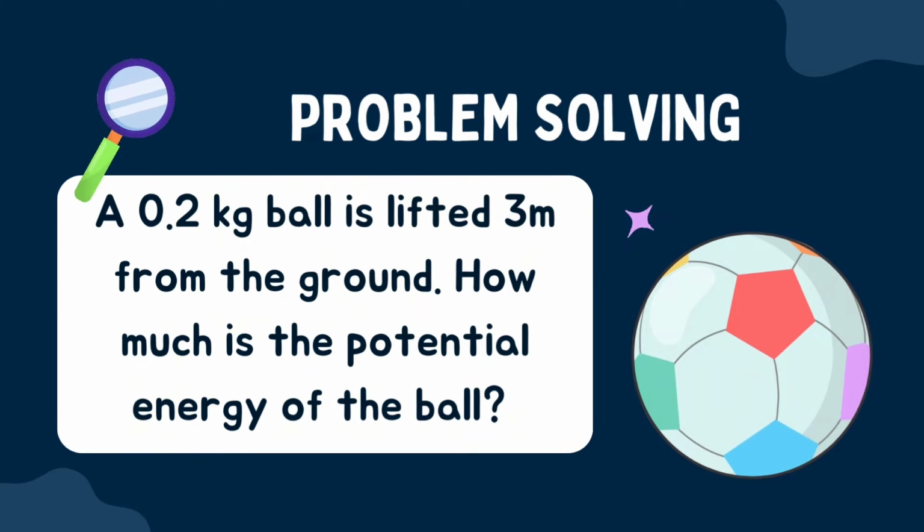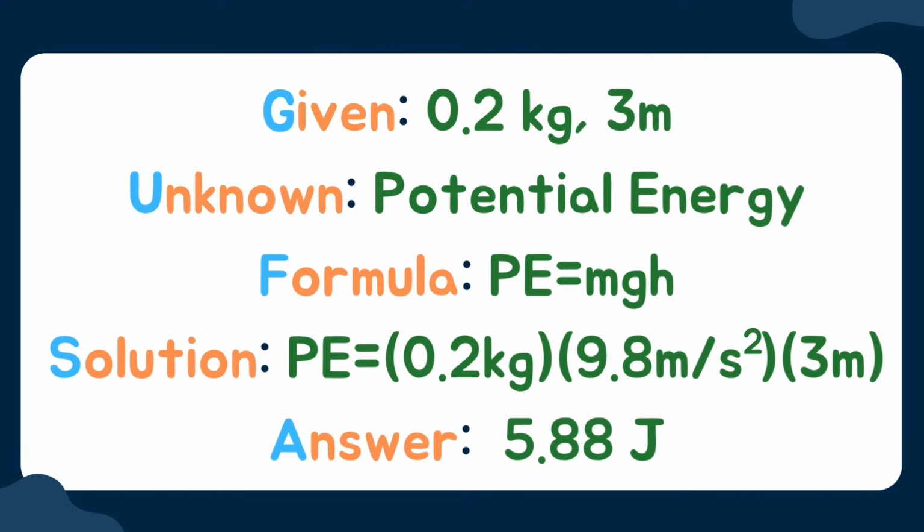The given values are 0.2 kilogram and 3 meters. Unknown is potential energy. Using the formula mass times gravity times height, the solution would be PE is equal to mass, which is 0.2 kilogram, times gravity, which is always 9.8 meters per second squared, times height, which is 3 meters. So 0.2 times 9.8 times 3, the answer is 5.88 joule.